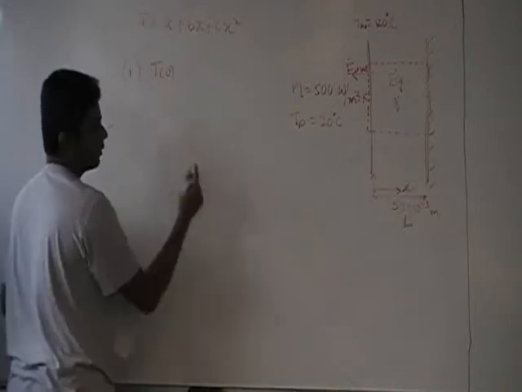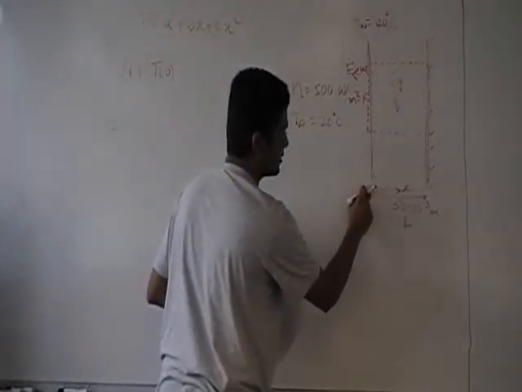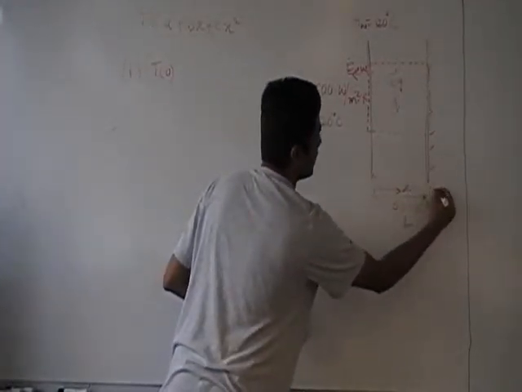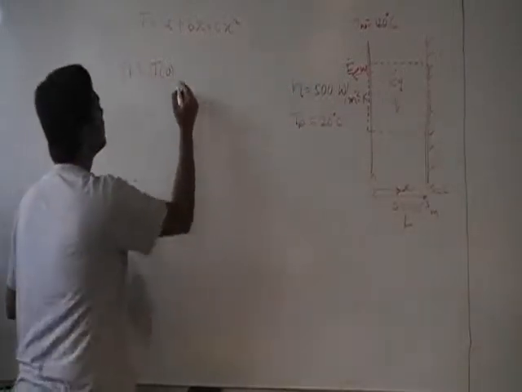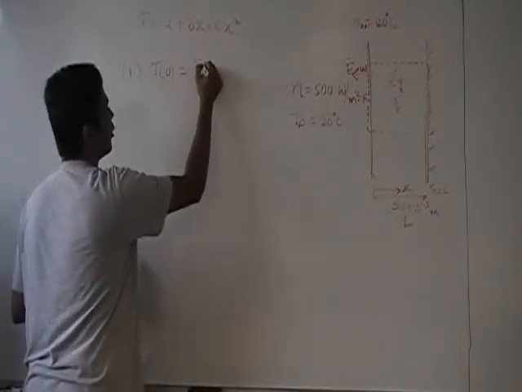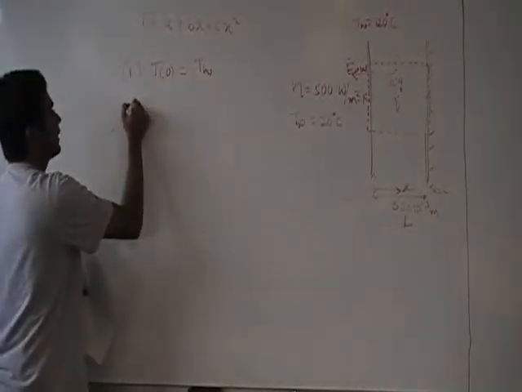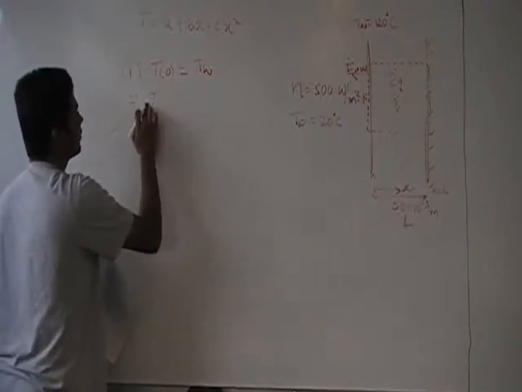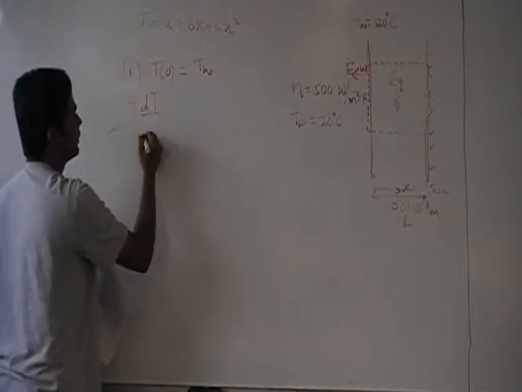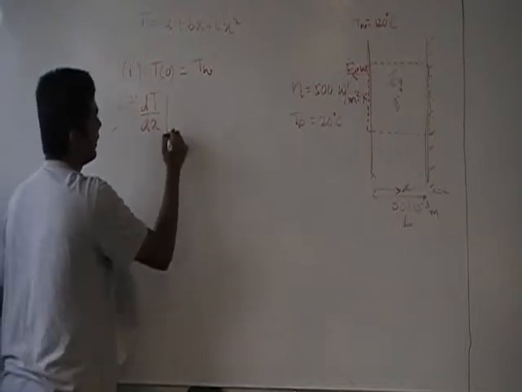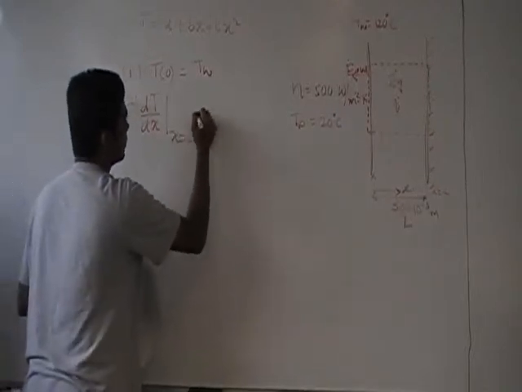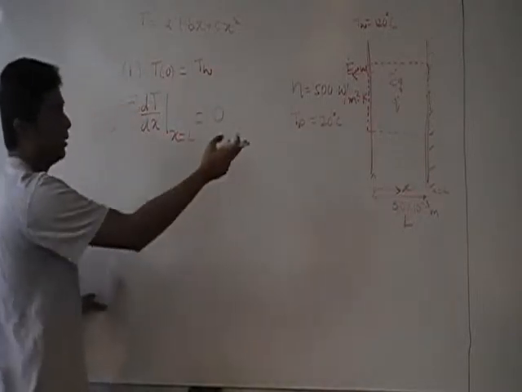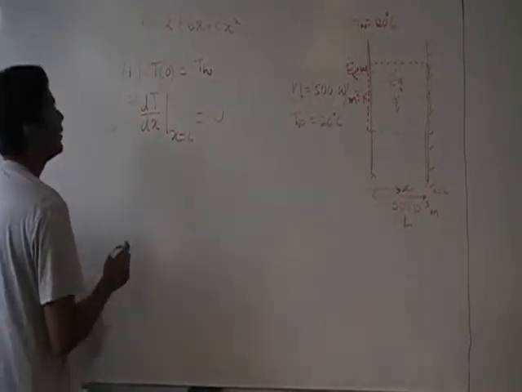T at 0. Remember, our coordinate system starts from here, so this is 0 and this is x is equal to L, is T wall. Our second boundary condition is the rate of change of, let me use the full derivative here, so at x is equal to L is 0 because it's an adiabatic wall there.